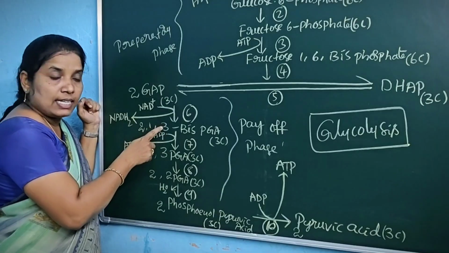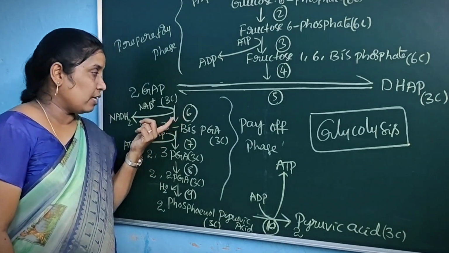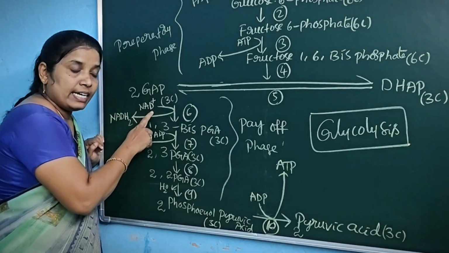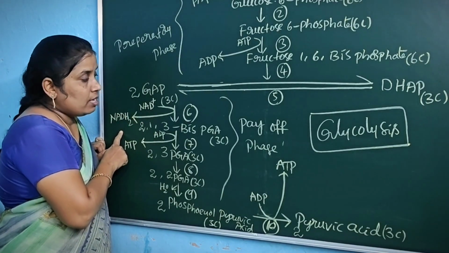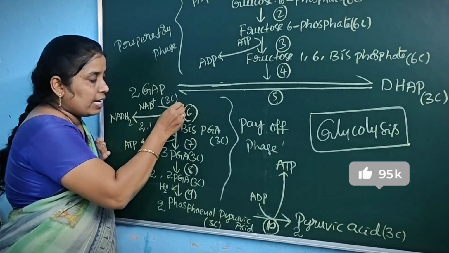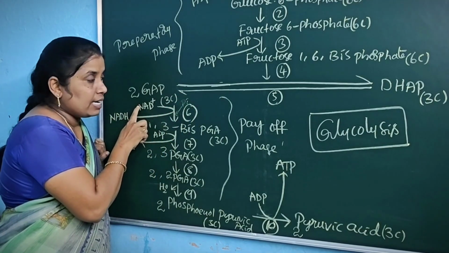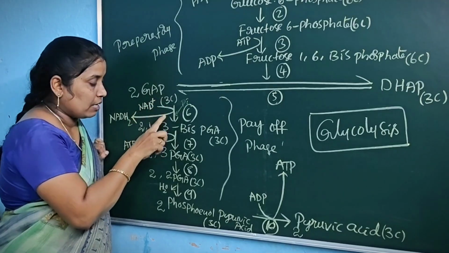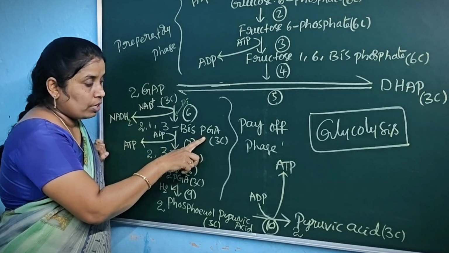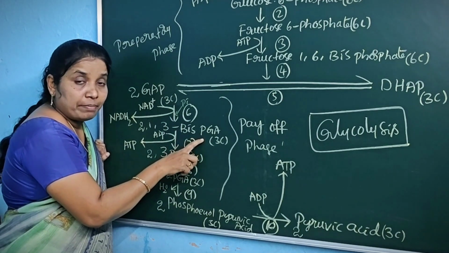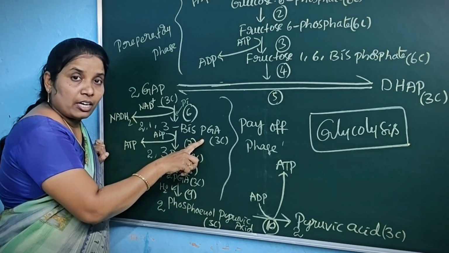So let's see the sixth step. The sixth step is an oxidation reaction. Here one NAD plus converts into NADH2. Here one inorganic phosphate is added. That's why glyceraldehyde 3-phosphate converts into 1,3-bisphosphoglyceric acid in presence of an enzyme dehydrogenase.